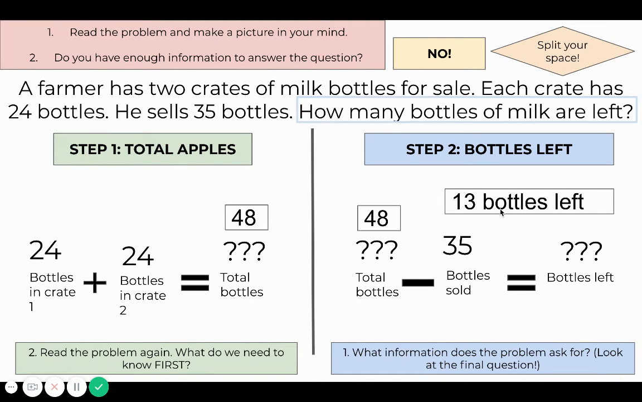Let me double check that I've answered the final question. How many bottles of milk are left? 13 bottles left. I answered the final question.